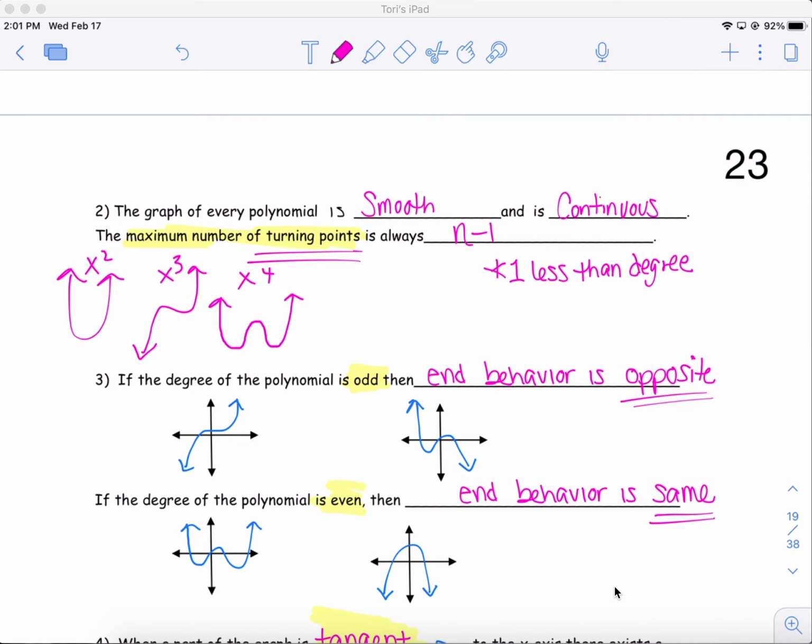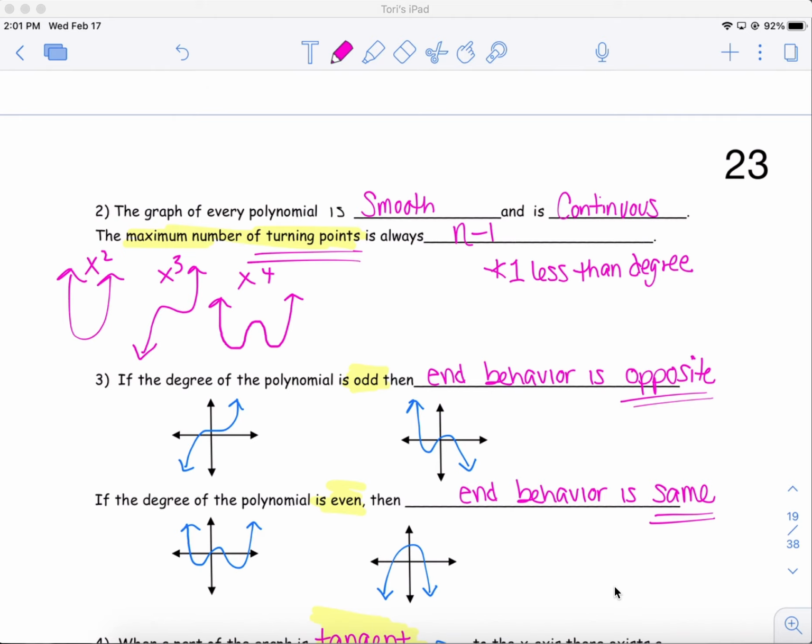Now, does it always have that many turning points? No, that's the maximum that it can have, okay? So it's not always, but it's the maximum number of turning points. When we talk about number 3, we're going back to that odd or even. You've already watched part of the video on this as far as what end behavior does. So if the end behavior is opposite directions, it's an odd function. If the end behavior is going the same direction, then it's even.